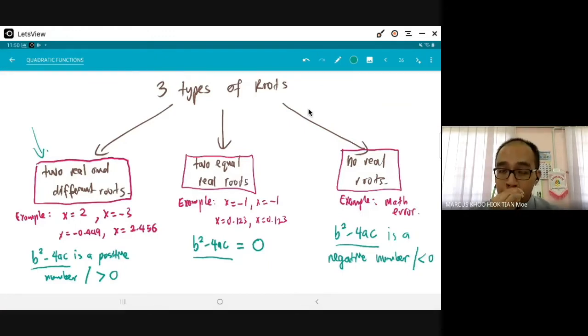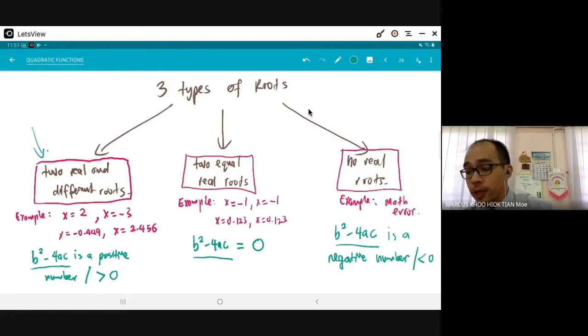Kalau kau dapat b squared minus 4ac ngam-ngam sama dengan kosong, then you know that the root is equal and real. Tapi bila kau kira b squared minus 4ac kurang dari kosong, then you know that the root itu kau akan dapat jawapan math error. Okay, so susah sikit lah.